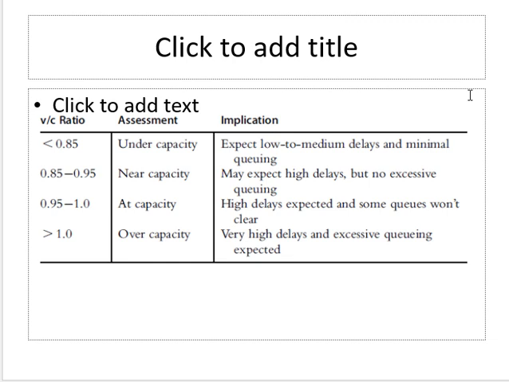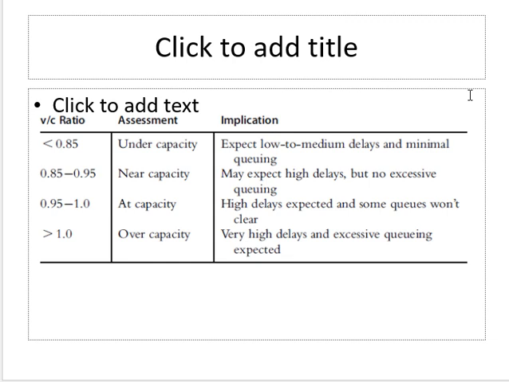Total volume to capacity ratio: if it is in this range, then this is very near to capacity. The delay will be high, but the queue will still be on the lower side. Then 0.95 to 1 is exactly capacity. The delay is very high, and you can expect that sometimes the queue will not be cleared before the signal will become green, because now you are very close to the capacity, right?